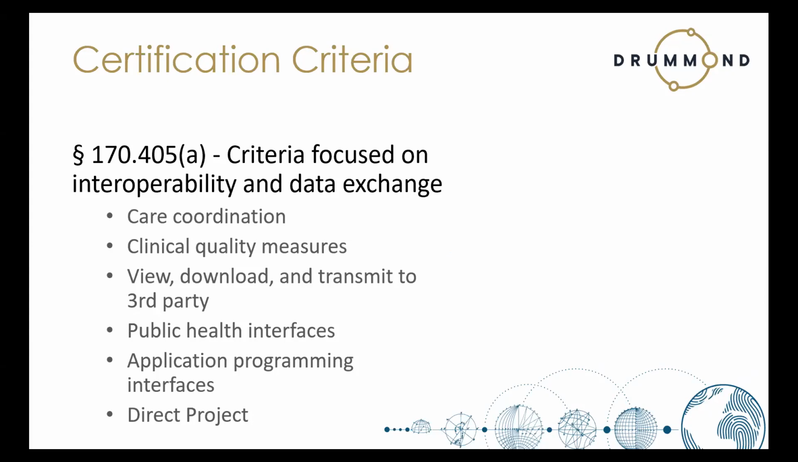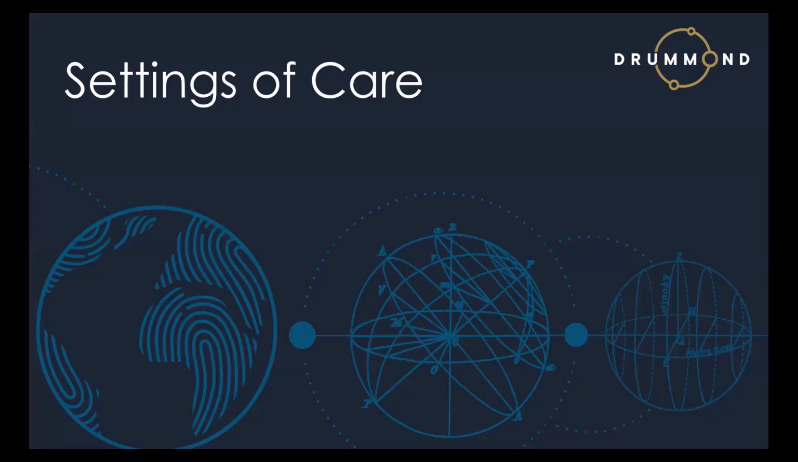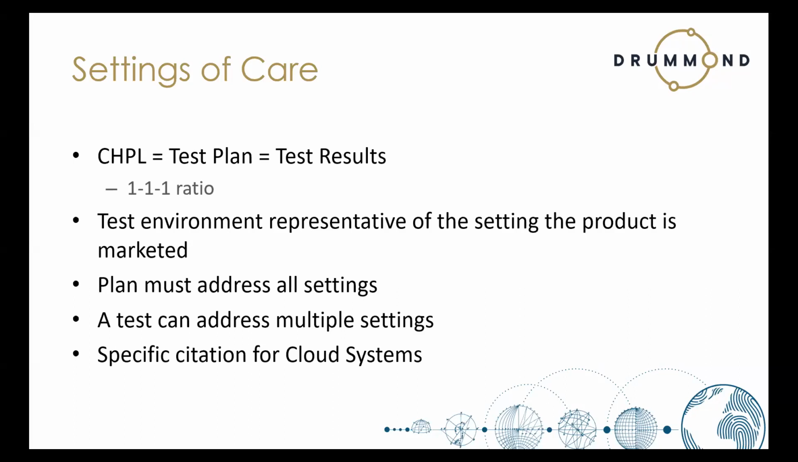So let's go forward a little bit and understand the settings of care. It's pretty explicit in there that when they talk about settings of care, we look at a CHPL listing, it has to be accounted for in a test plan, and has to be accounted for in a test result. So again, some of the highlights here, and it gets explicit within the rule that a test plan and a result have to account for each listing on a CHPL. We know that. Further, the environment or that setting of care that the real-world testing is conducted in has to match the setting within which the product is marketed. So that's a blanket statement.